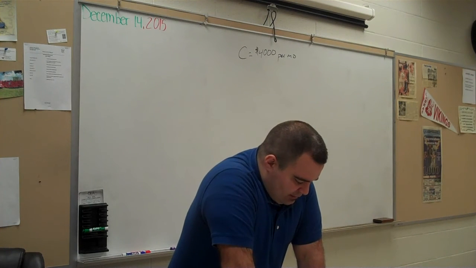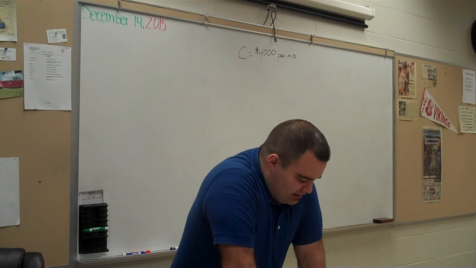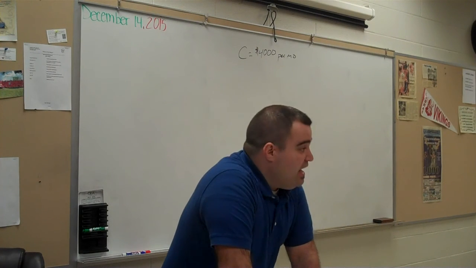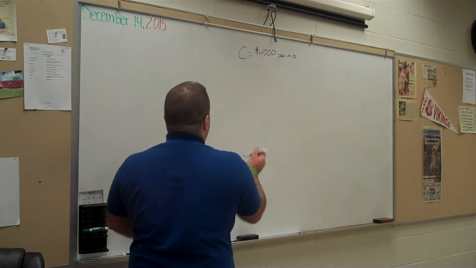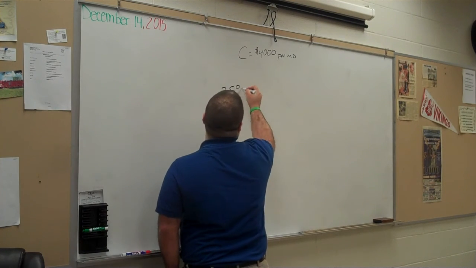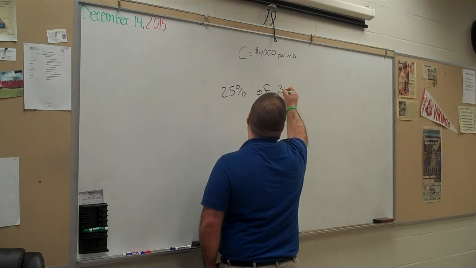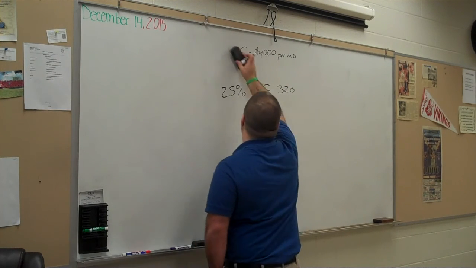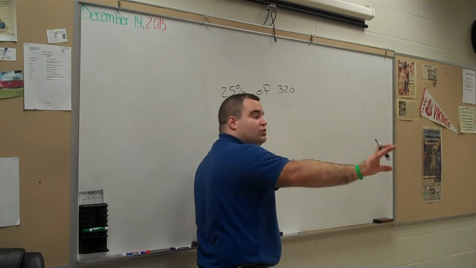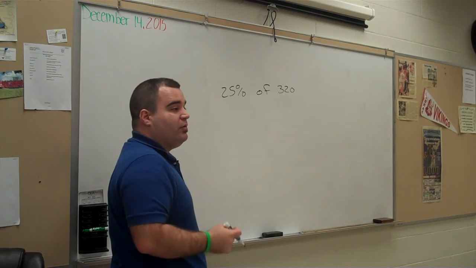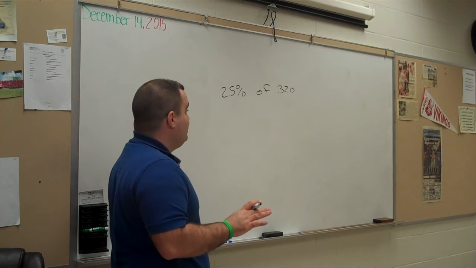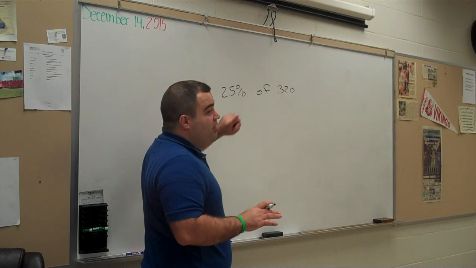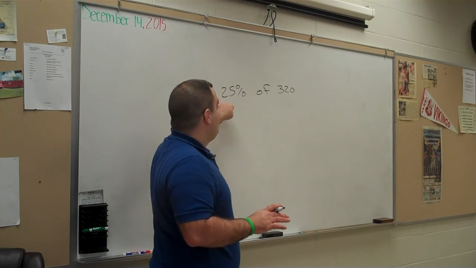Let's see here. 25% of 320. Hey, check this out. 25% of 320. Now, you can do this 2 ways. My way or the book way. Your way is way easier. The book way is actually pretty easy.